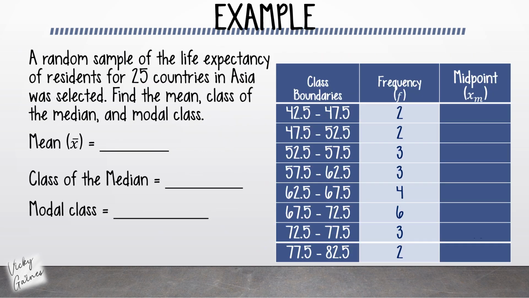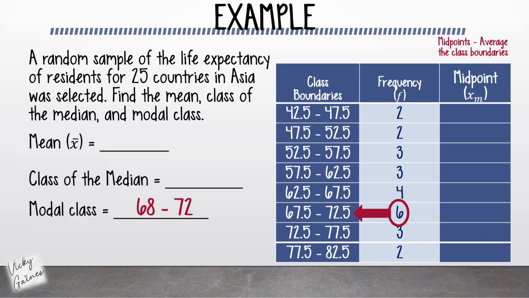Example: a random sample of the life expectancy of residents for 25 countries in Asia was selected. Find the mean, class of the median, and modal class. The easiest one to find is the modal class because that's just the one with the highest frequency, which is 6. Go back. Now we want the class limits, not the class boundaries. So we're going to have to go up 0.5 from the lower end and down 0.5 from the upper end.